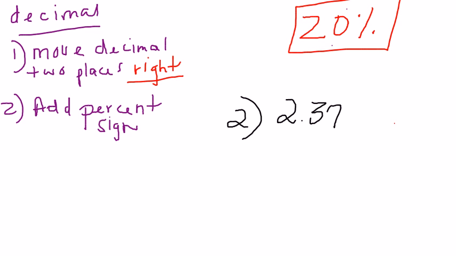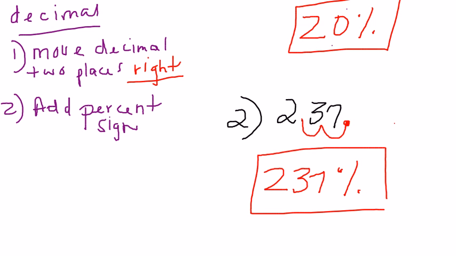Okay, example 2. I'm given 2.37. I want to change that to a percent. So I'm going to move my decimal place 2 places to the right. Okay, and now I have 237. And I'm going to add my percent sign, which is 237%. And I'm done.